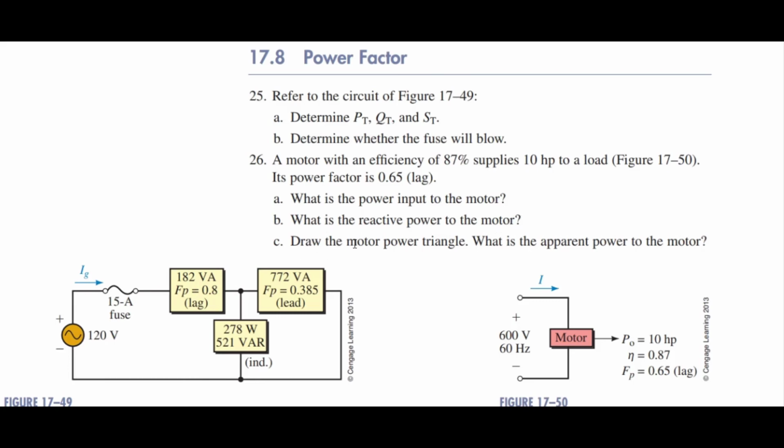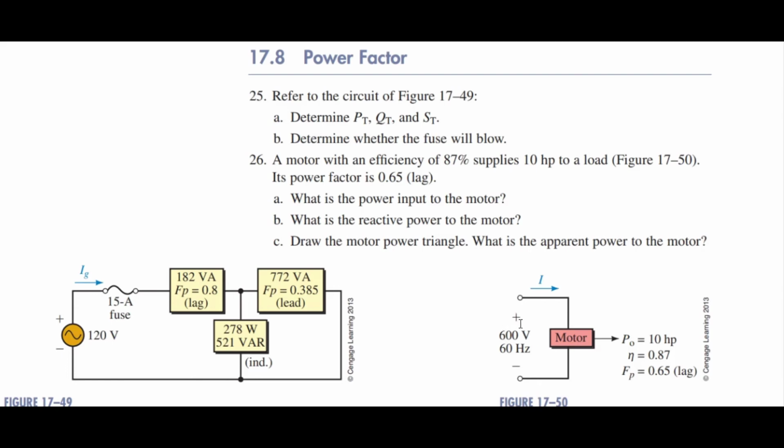It wants us to draw the motor power triangle and ask what the S value is, or the apparent power of the motor. Now, we don't have all the information we need in the written part of the question. The rest of it is found down here in the figure 17-50 as our diagram.